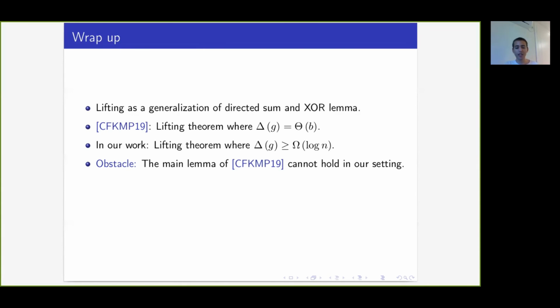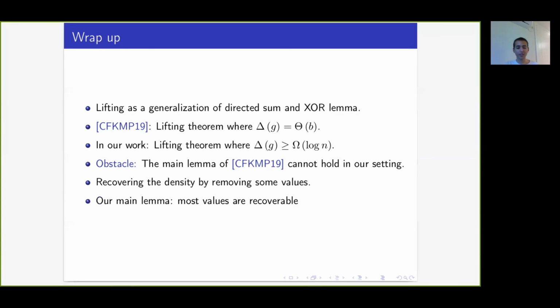We saw that in our setting, all values can be sparsifying, and therefore the main idea of Chattopadhyay et al. cannot hold in our setting. Some different approach is needed. We suggest to recover the density by removing the values that violate the density. Then, we showed our main lemma that informally shows that most values are recoverable.